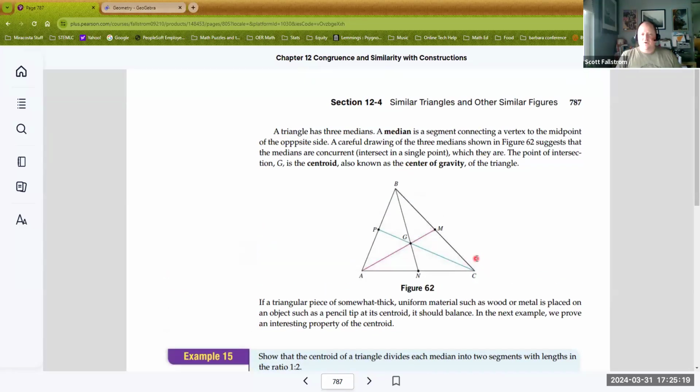I guess there's one more piece, one other center of a triangle. This is a really cool one.